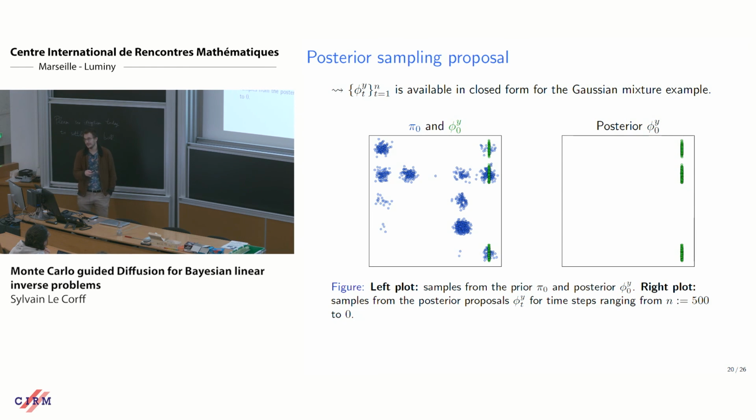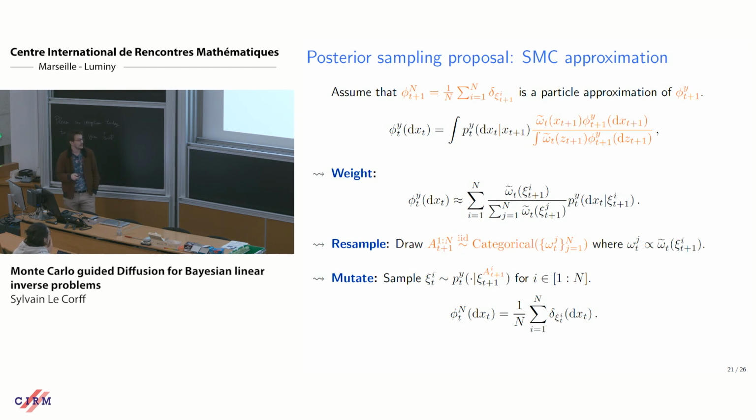The problem we have for more complex settings is that we're going to need to use SMC procedures to sample individuals at time k using the individuals we had at time k plus 1, because we don't know how to sample exactly from the recursion we wrote two or three slides ago. So this is the SMC procedure.